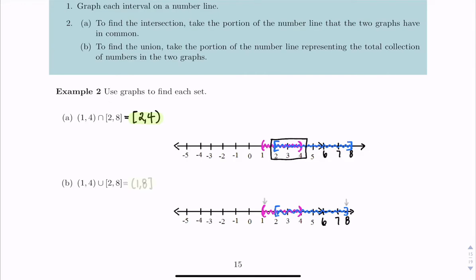So the leftmost point and symbol is a parenthesis on the 1, and the rightmost symbol is a bracket on the 8. So my union is going to be (1, 8]. The 1 has a parenthesis, and the 8 has a bracket. And that is your final answer.